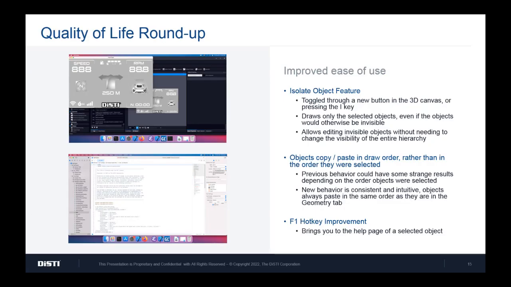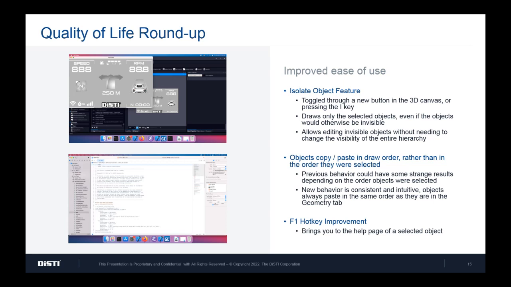And then just some other things I want to point out. The object copy paste order: you may have noticed in GLStudio that sometimes the objects don't copy and paste in the order you expect. That is because in previous versions, they would copy and paste in the order you selected them rather than in their draw order. From now on, objects will always copy and paste in their draw order, so you should now always have expected behavior there.